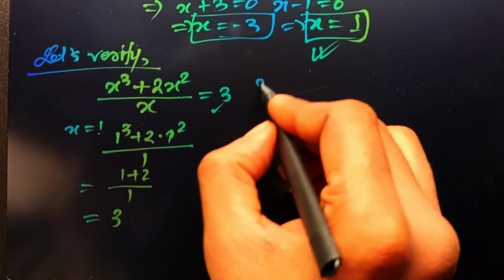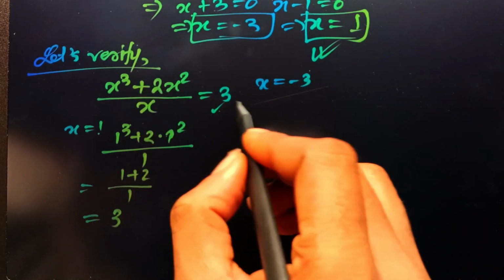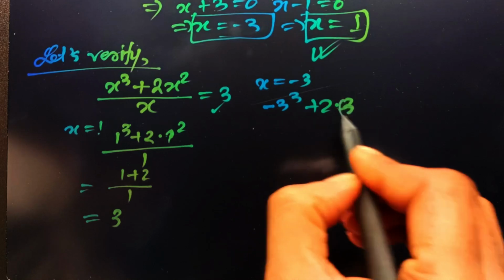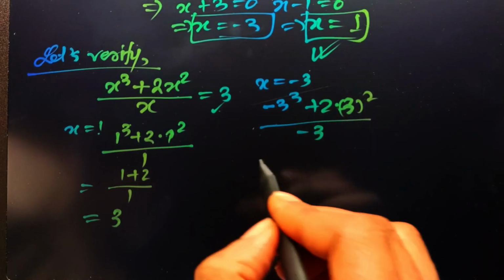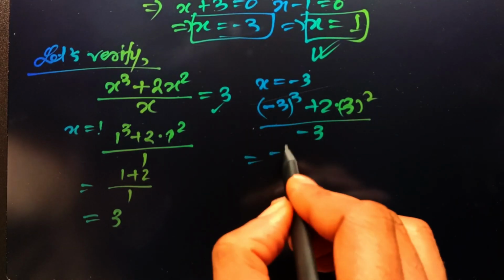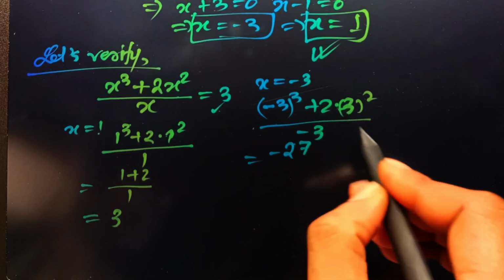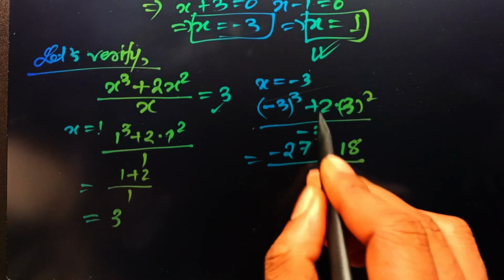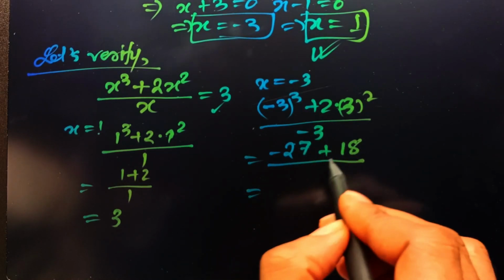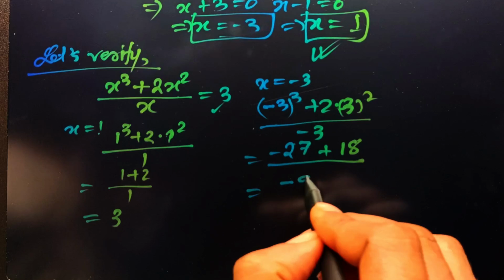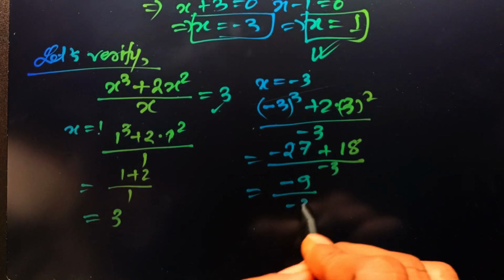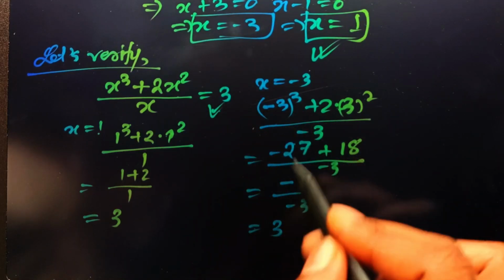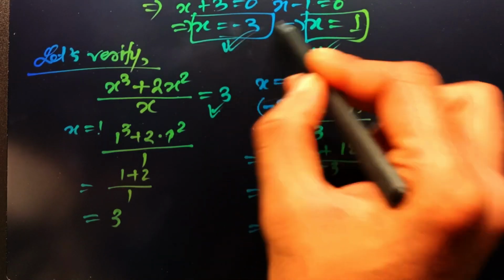Next, let us check x equals negative 3. So we plug that in and we get negative 3 cubed plus 2 times negative 3 squared, all divided by negative 3. Now, negative 3 cubed is negative 27, and negative 3 squared is positive 9, so 2 times 9 is 18. This gives us negative 27 plus 18 on top, which simplifies to negative 9, and when we divide negative 9 by negative 3, we get positive 3. Since that matches the right-hand side, x equals negative 3 is also a correct solution.